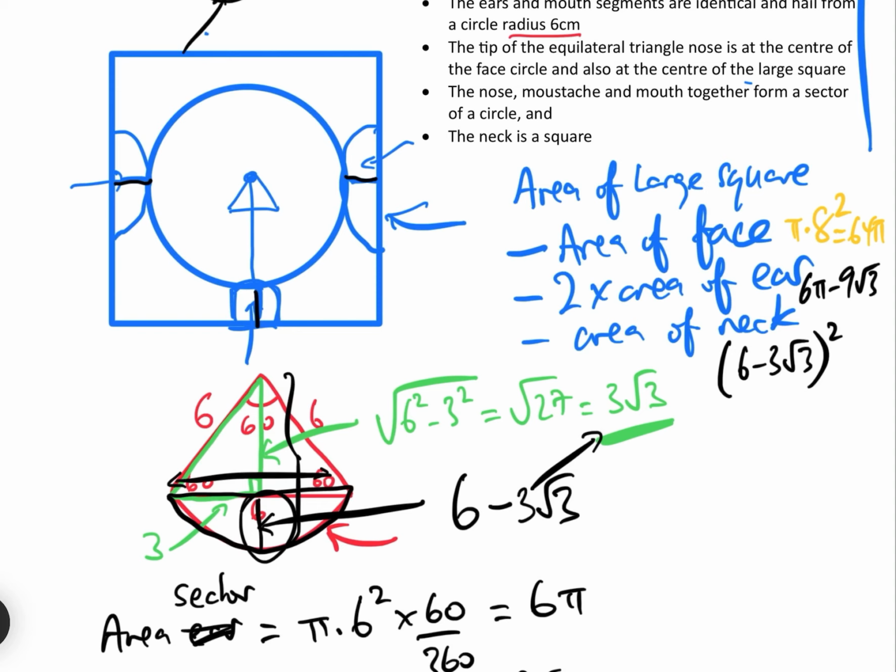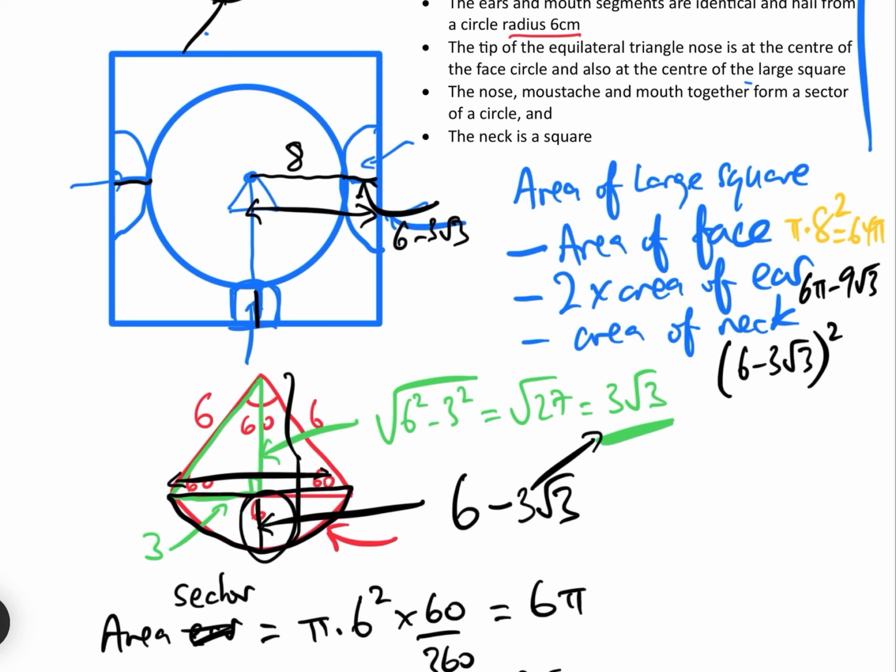So we're getting there. Okay, so we got the area of the face, which is 64 pi. We got the area of the ear, which is 6 pi minus 9 root 3. And we have the area of the neck, which is 6 minus 3 root 3 squared. Now, let's just have a look at the large square. We know that this is 8. And we know what this is. We've already worked that out. It's 6 minus 3 root 3.